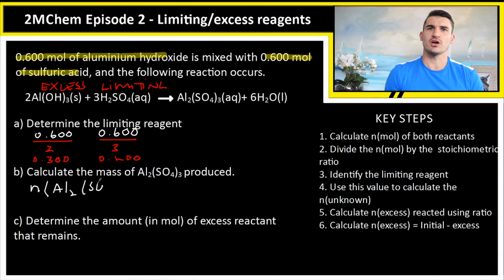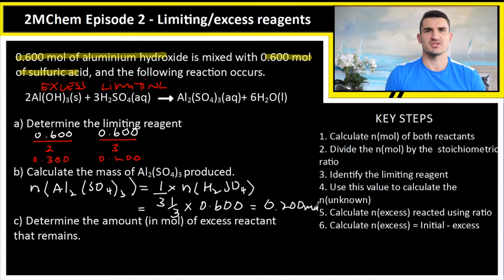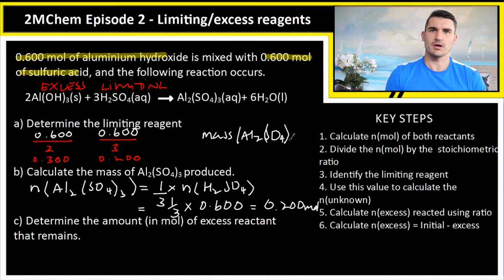To find our unknown, we use the ratio between our unknown and our known to find the number of moles of our unknown, so it's a third times 0.6, which is 0.2. Now I can find the mass by multiplying by the molar mass to calculate the amount in grams.